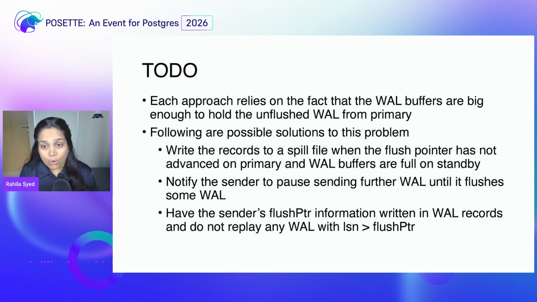We can either write the records from the wal buffers to a spill file when the flush pointer has not advanced on the primary and wal buffers are full on the standby. We can notify the sender to pause sending unflushed wal until the wal buffers on the receiver are available, or we can have the sender's flush pointer information written in wal records and not replay any wal until the LSN is greater than the flush pointer LSN. So these are the tasks that are to do in this feature.